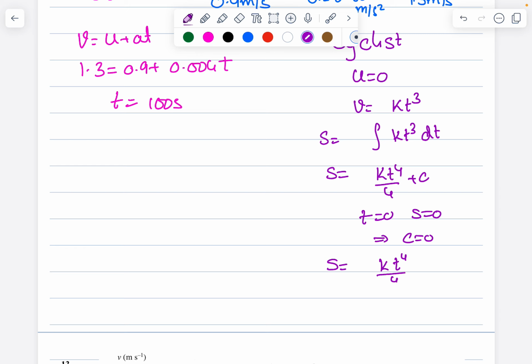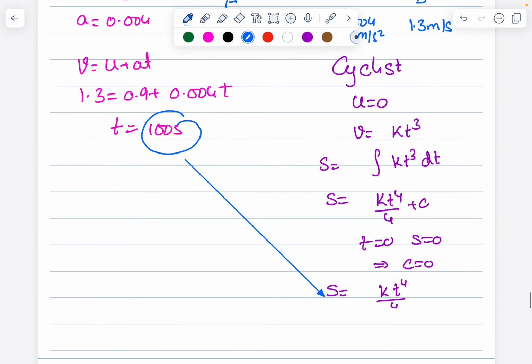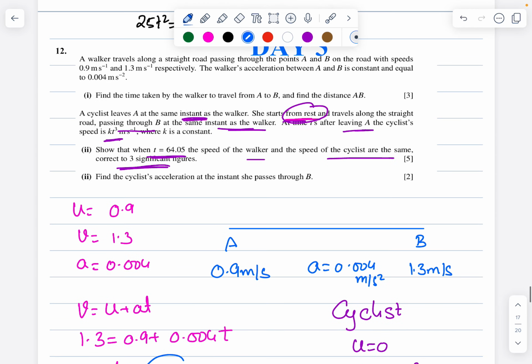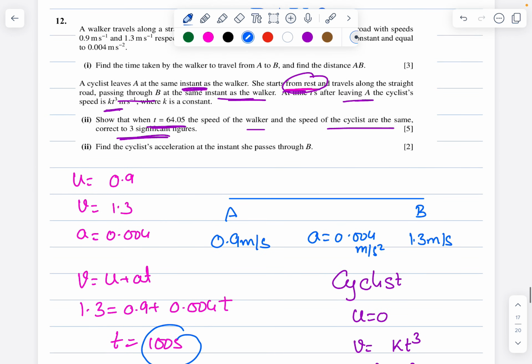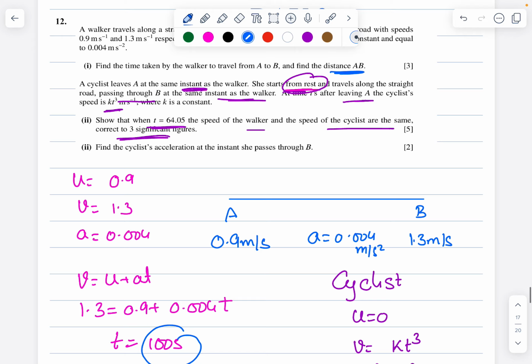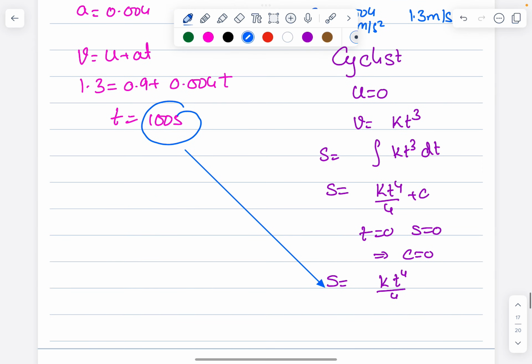Now, they say that she takes the same 100 seconds, and the distance is also going to be the same. Have we calculated the distance earlier? We haven't calculated the distance. So we need to calculate the distance also, in part 1. So let's calculate the distance over here.